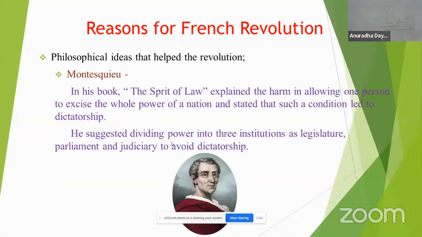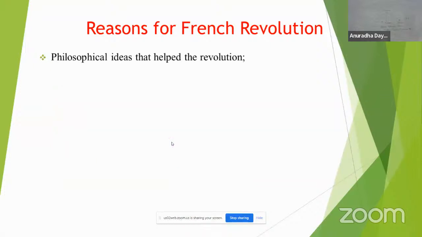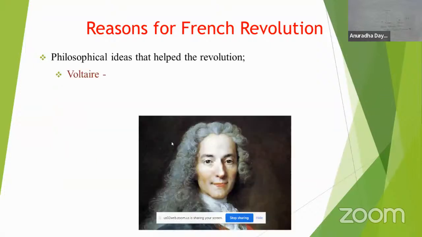So now in every country, power is divided: parliament, president, and the judiciary. So he suggested that to be done. And here the second person, Voltaire, what did he tell?